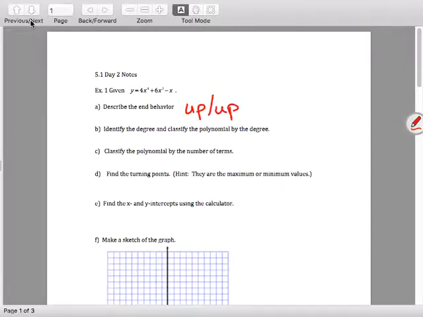Identify the degree and classify the polynomial by the degree. The degree is 4, and what was the name? It's quartic. Classify the polynomial by the number of terms. How many terms does it have? 3. So what do we call it? Trinomial. All right, so now it says find the turning points.